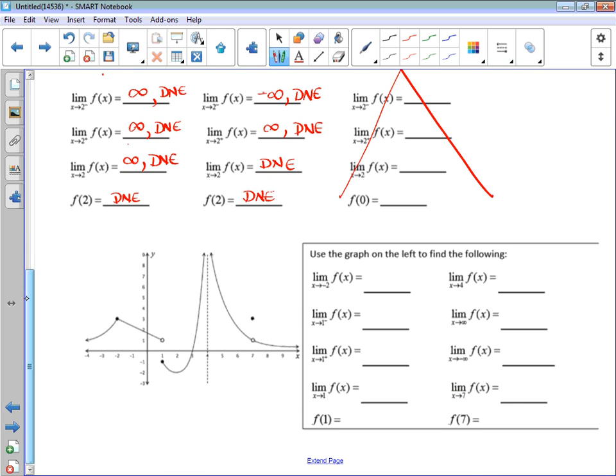Okay, so you guys are going to try this. Look at the graph here and try to answer all of those limit questions for me.